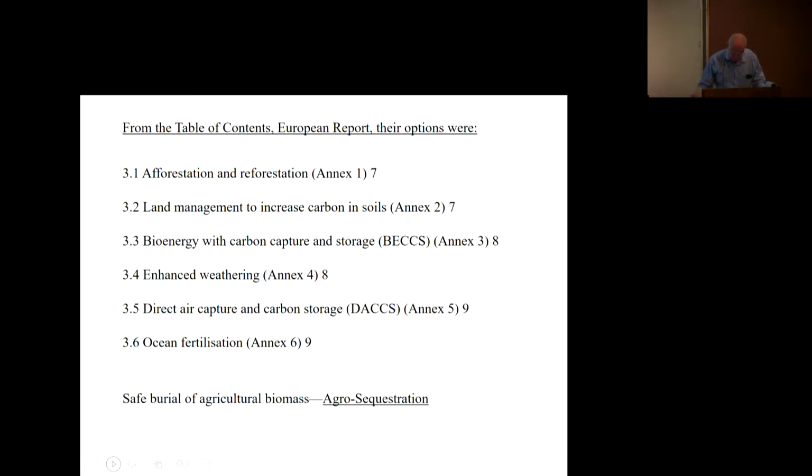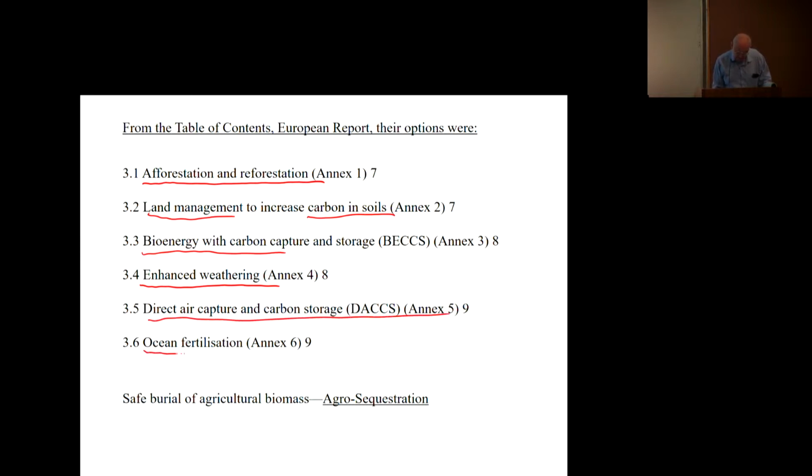So if you look at the European report, they proposed a number of options: controlling forestry, reforestation, etc., land management to increase carbon in soils, bioenergy, where you burn biomass and then you capture the CO2 and pump it underground. And then there are certain rocks that actually absorb CO2. There are not very many, but the process has very slow kinetics, so it's not very practical. And then I already mentioned direct air capture, which is very expensive.